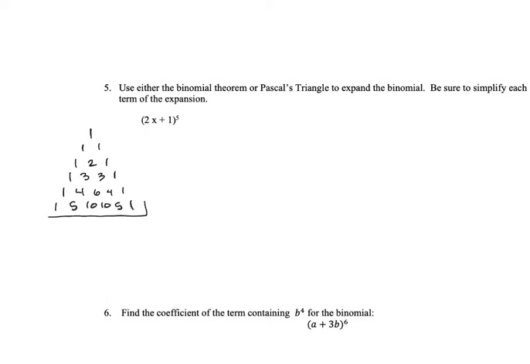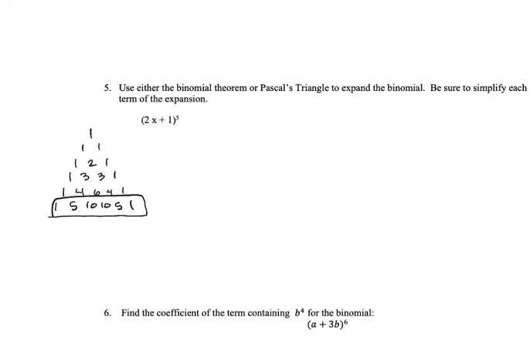So this row is going to tell us what the coefficients are of each term. 1, 5, 10, 10, 5, 1. So do you do one more row than the exponent? Yes. You always do one more row than the exponent. So if we're raising to the 5th power, we need the 6th row. So these are our coefficients. We just now need to know what the terms are.